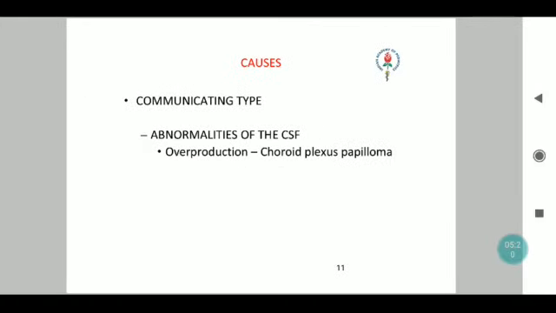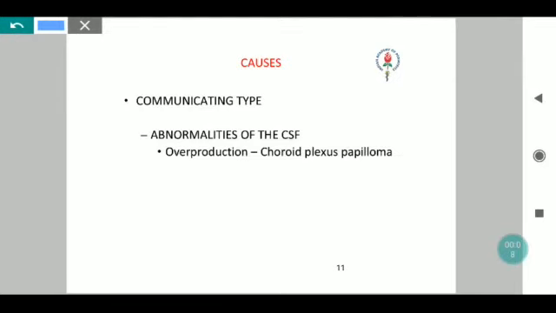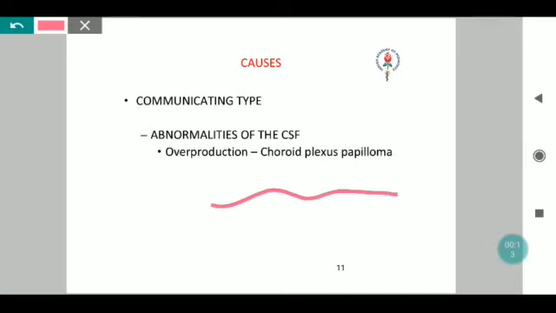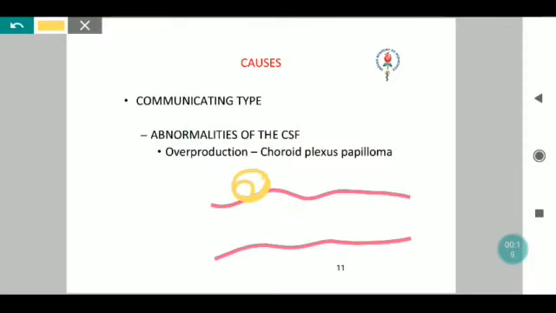If you see the communicating type further, other abnormalities of the cerebrospinal fluid include overproduction because of a papilloma of the choroid plexus. So we know that. If you consider the choroid plexus as a whole, whatever I am drawing in red is the regular choroid plexus cells and epithelium. Whatever I am drawing in this shade of yellow and orange is the papilloma.